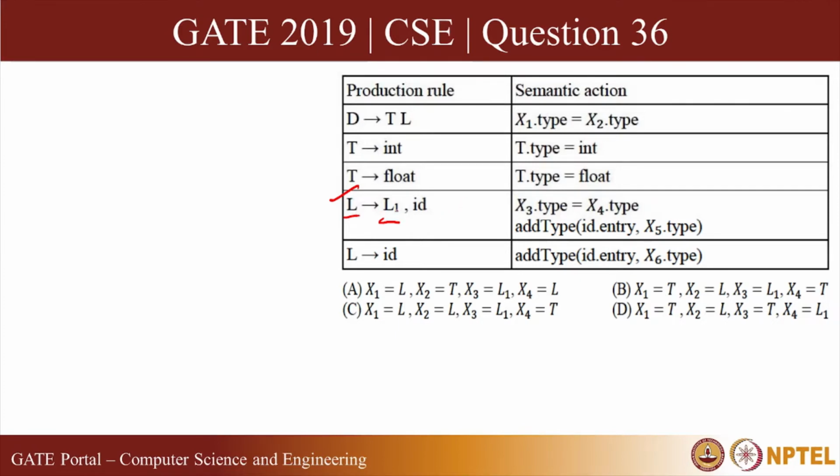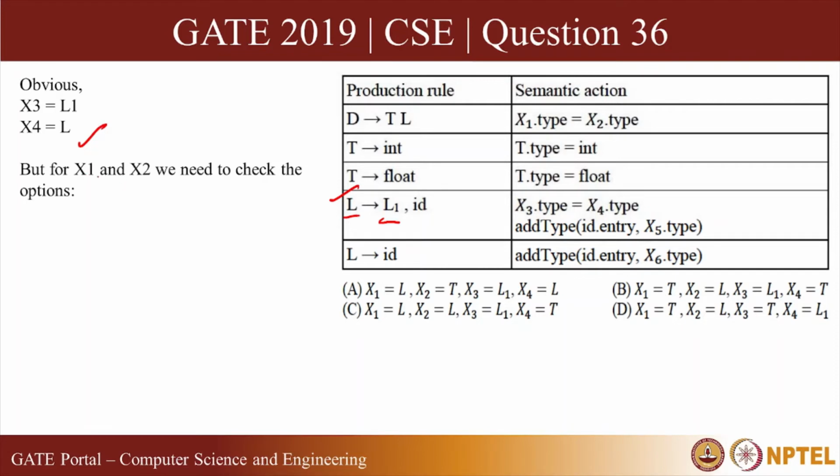According to the definition of inherited attribute, it can take values or properties either from the parent or from the siblings. So the appropriate choice for x3 will be L1, because it is taking the attributes of L. The perfect choice for x3 will be L1 and the perfect choice for x4 will be L. That is obvious. Then for x1 and x2, we need to look into all the options.